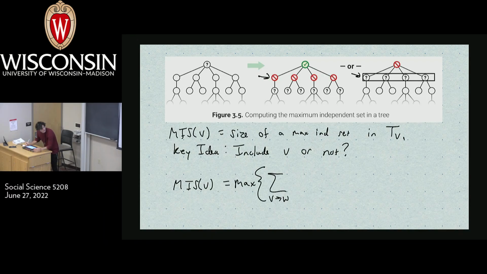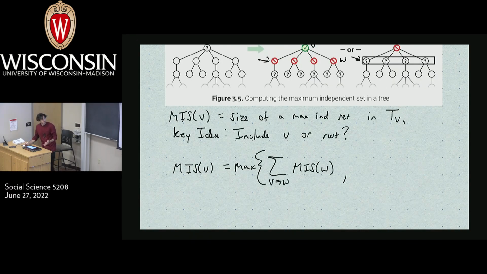This arrow notation means that W is a child of V, of the maximum independent set of W. So that's if we skip V. Now if we include V, we instantly get a 1 plus because we added one more node to our set. But now we have to skip our children. So now we're going to sum over all children and sum over all their children, so your grandchildren, of the maximum independent set of U.